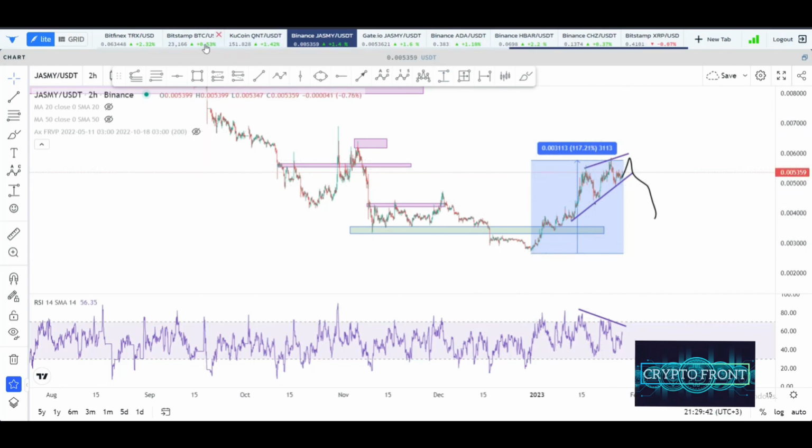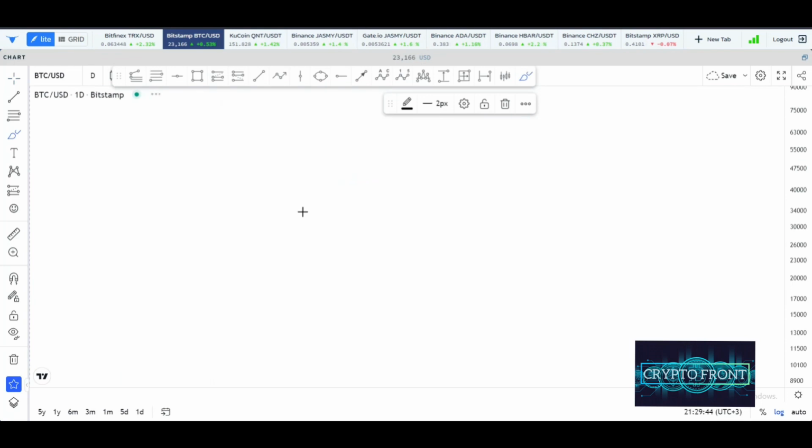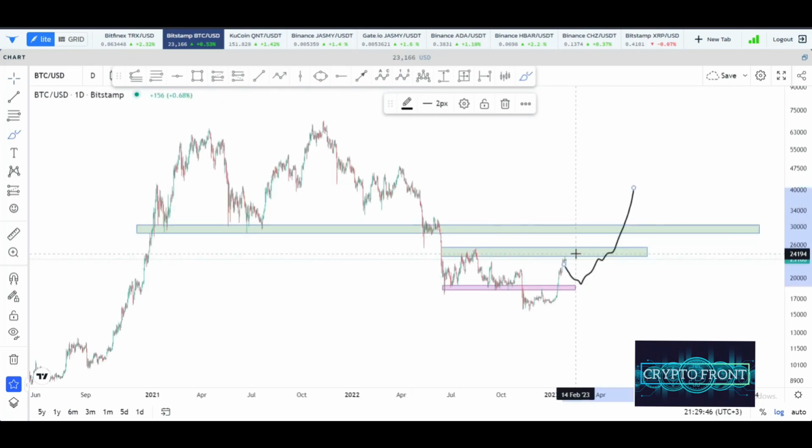Obviously I could be wrong, and something could just happen all of a sudden on the Bitcoin price chart, and it could change literally everything that I've said right here. So please take everything with a grain of salt.